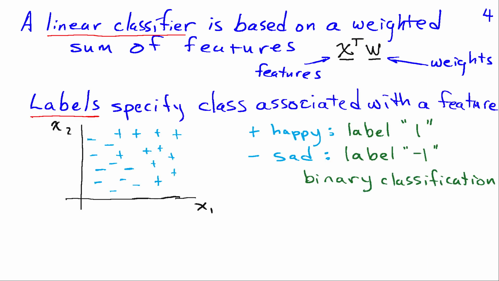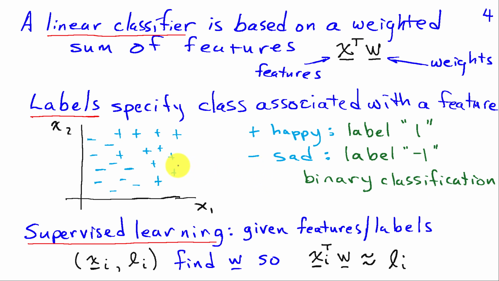Now we use labels to define the class associated with each feature. So in this problem we've been looking at, we're trying to decide between a happy and a sad face. I'm going to assign the plus symbol, or happy faces, labels +1, and we'll assign a label of -1 to the sad faces. Now, use of plus and -1 is somewhat arbitrary here, but it turns out to be very convenient in this problem when we're doing binary classification. That is, we're trying to make a decision between two categories.